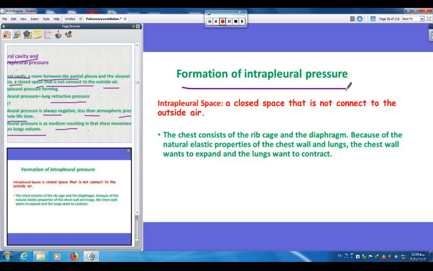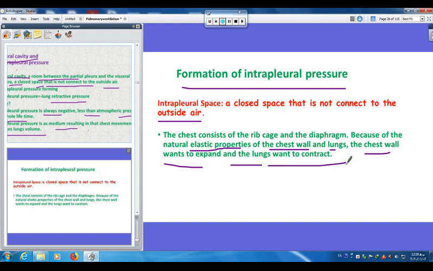Formation of the intrapleural pressure. The intrapleural space is a closed space that is not connected to the outside air. The chest consists of the rib cage and the diaphragm. As we mentioned before, because of the natural elastic properties of the chest wall and lungs, the chest wall wants to expand and the lungs, on the contrary, want to contract. This causes the formation of the intrapleural pressure and keeps it there all the time.